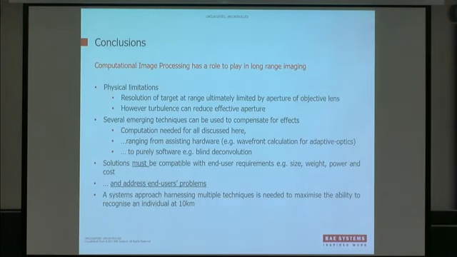So the conclusion is I don't think there's a solution for this without computational imaging, and probably the majority of the solution is computational imaging. There are physical limitations, particularly the aperture, but if you've got strong turbulence and you don't mitigate it, you can put as big a lens on there as you like, but it's not actually going to help. There are emerging techniques coming out, which, as I say, range from things that involve hardware to purely software.